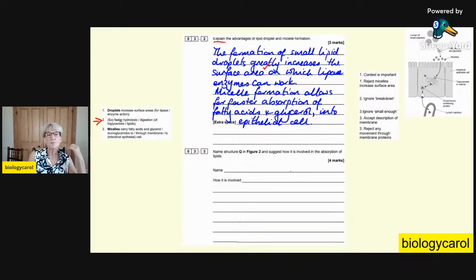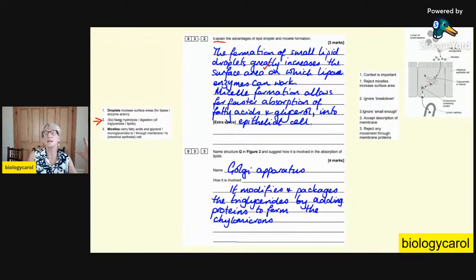Name structure Q and suggest how it's involved in the absorption of lipids. Structure Q, absolutely the Golgi apparatus. In any diagram, the Golgi apparatus looks like a kind of rounded stack of plates. That's the thing to look for. And the standard thing that the Golgi apparatus does is modify substances and package them up. That is nearly always your go-to phrase about the Golgi apparatus.